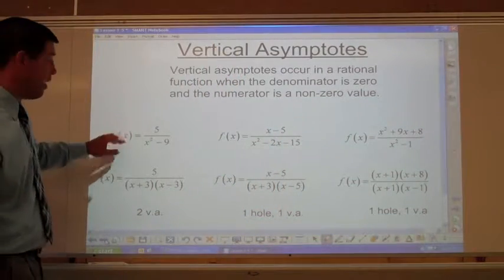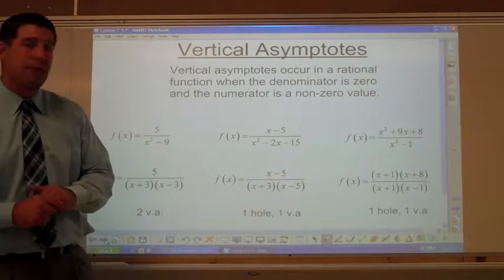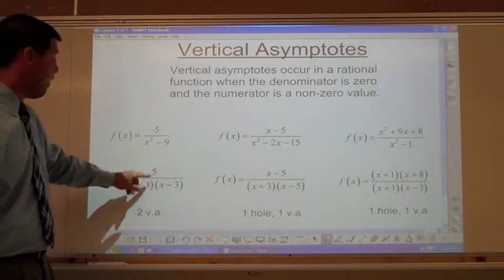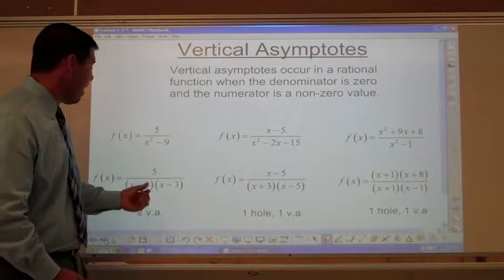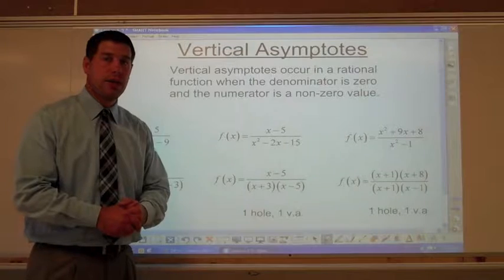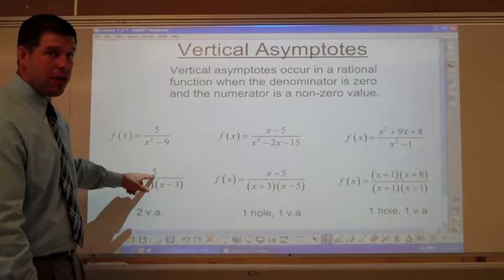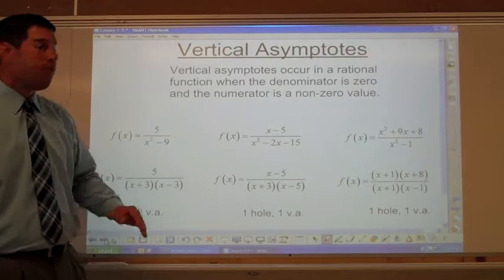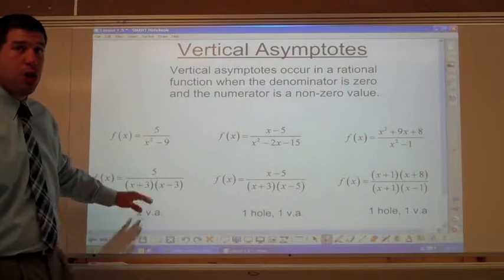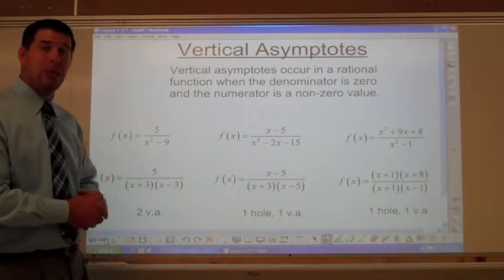So we have this function here, f of x equals 5 over x squared minus 9. So we're going to need a little bit of factoring from algebra class. 5 over x plus 3, x minus 3. So you know that if x equals negative 3 and x equals positive 3, the denominator will equal 0. Neither of those numbers is going to turn 5 into a 0, so this is always going to be a number over 0. So the graph of this function would have two vertical asymptotes at x equals negative 3 and x equals positive 3.